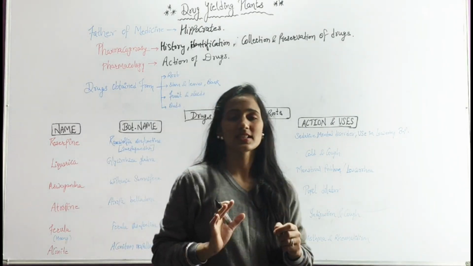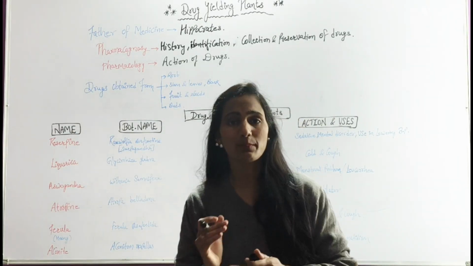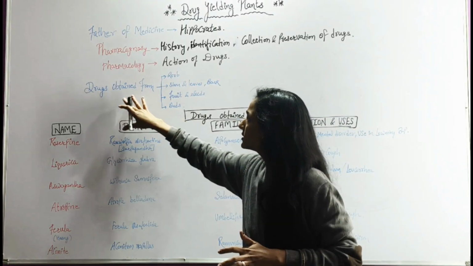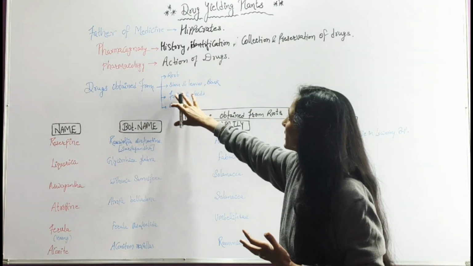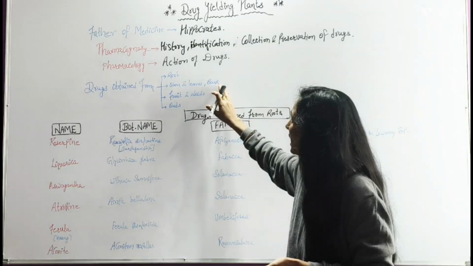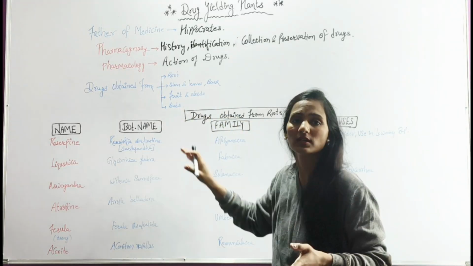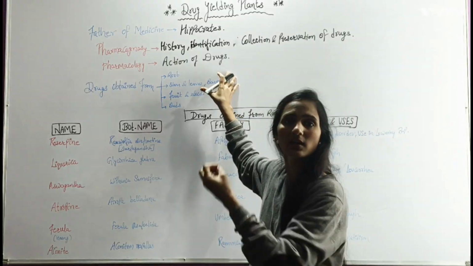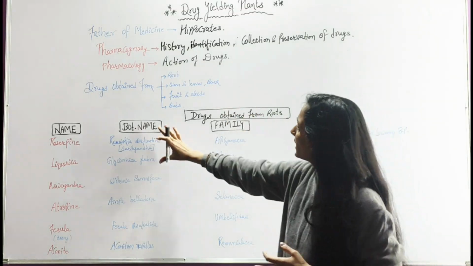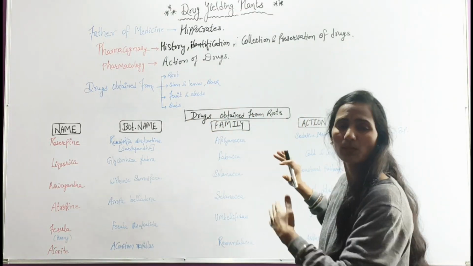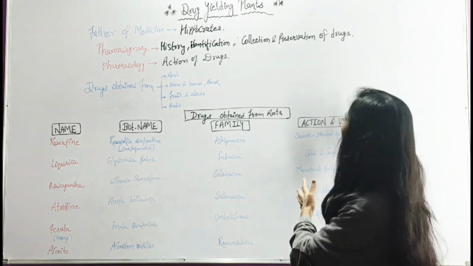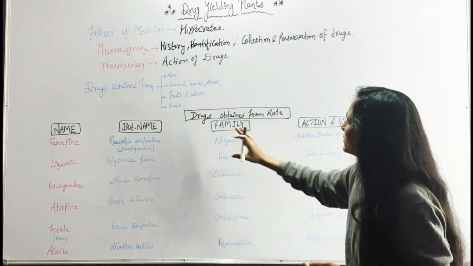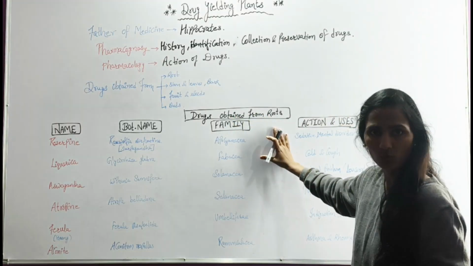So the next thing is which parts of a plant we can use for obtaining drugs. The drugs are obtained from the root of the plant, stem, leaves, bark, fruits, seeds and buds. So mostly all of the parts of the plants are used in obtaining drugs from them. So here are a few plant names, their botanical name, their family and the action and uses of that plant which are used as drugs. So, drugs obtained from roots.